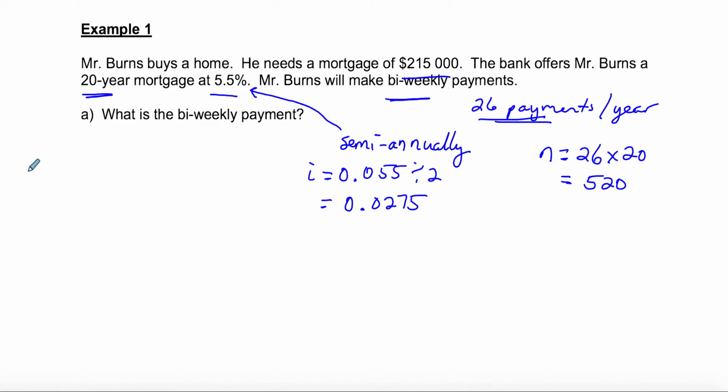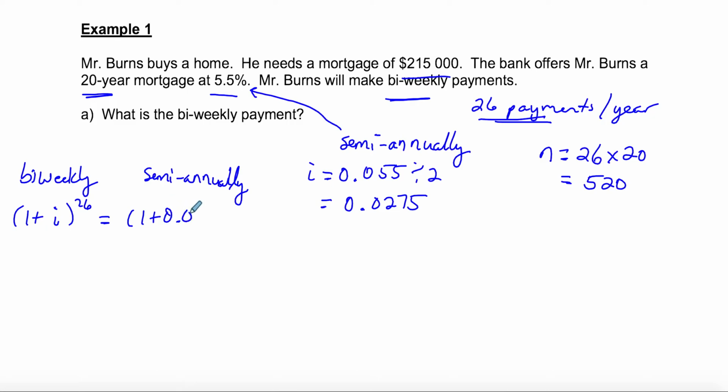I usually will do a little chart on the side. Bi-weekly has to equal semi-annually. Our bi-weekly we know is 1 plus I to the exponent 26, because we have 26 of those payments. That has to equal 1 plus 0.0275 to the exponent 2, because that was our semi-annually. Those two terms have to equal each other.